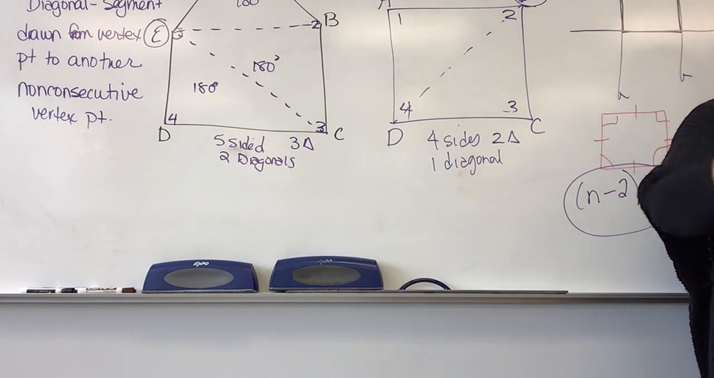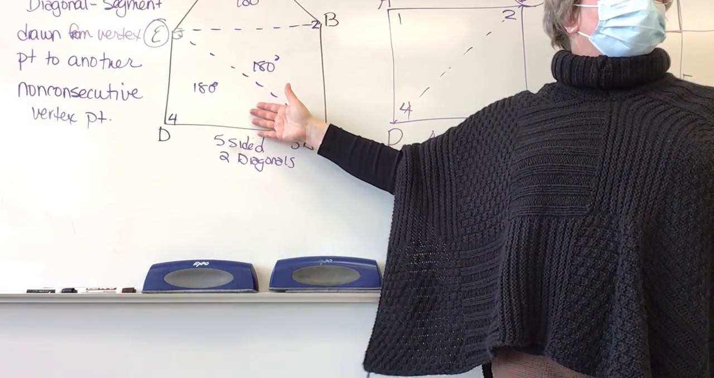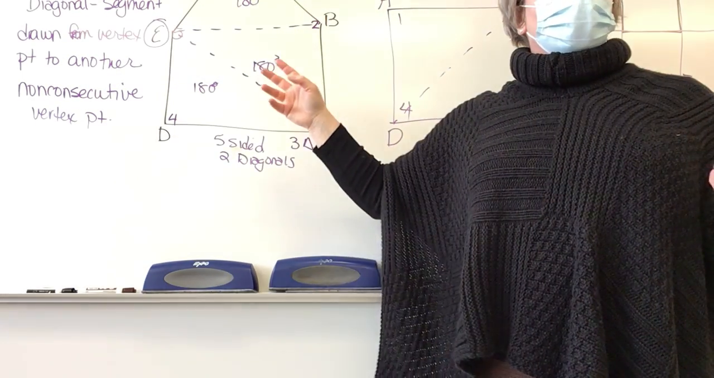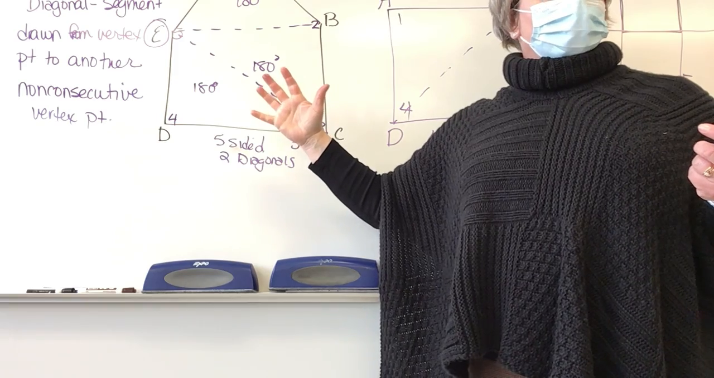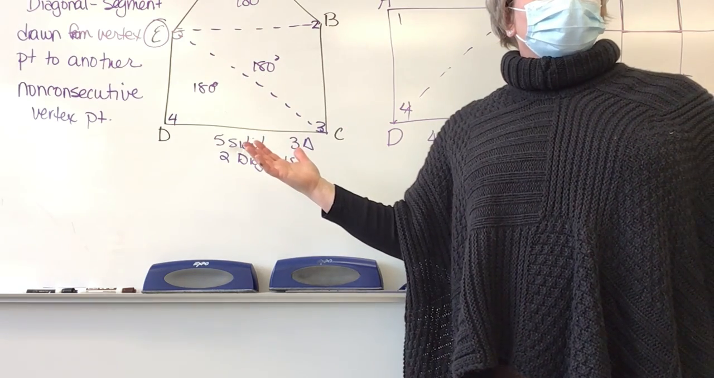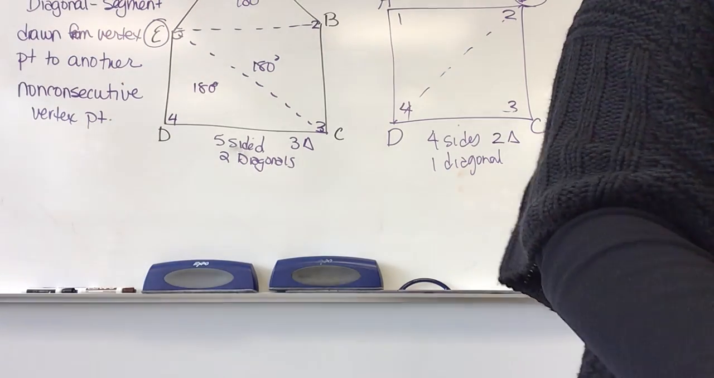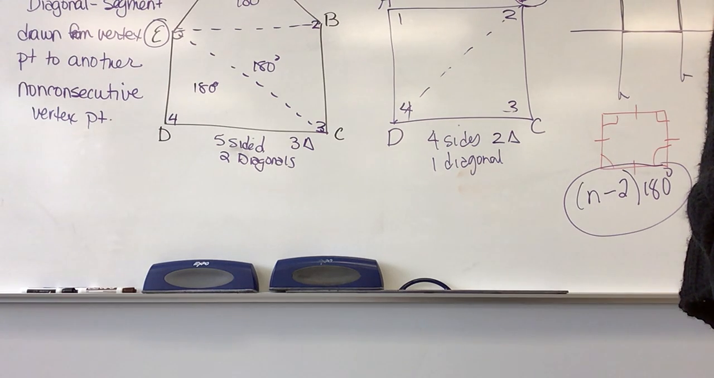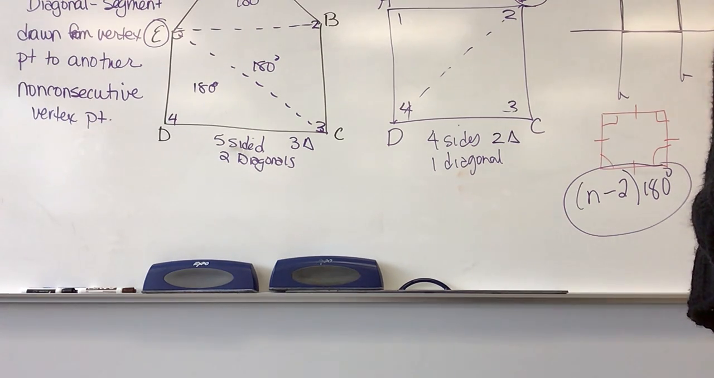Divide by? Excellent. And if this was a total of 540, and I wanted to know what each of them were, because they're all the same, you would take the 540 and divide it by 5, which is the number of sides. Okay, so going down, 60 degrees for the triangle, 90 for the quadrilateral, 108 degrees for the pentagon, 120 for the hexagon.